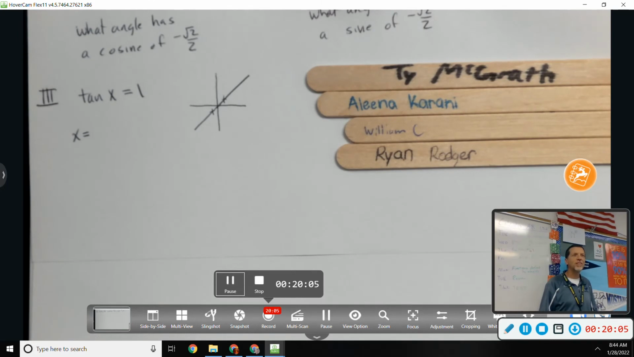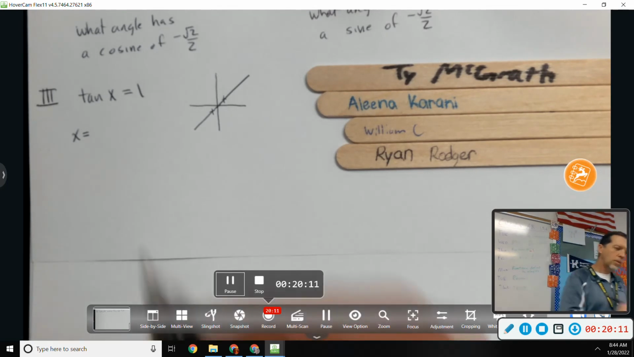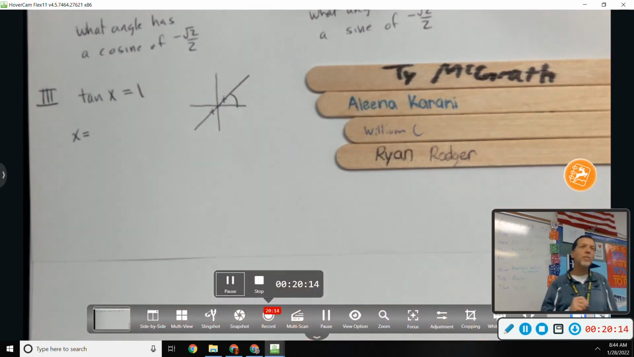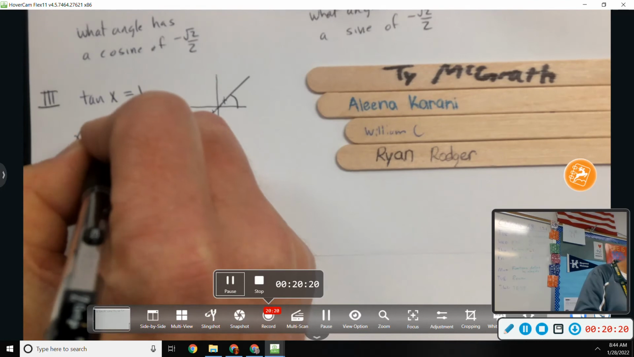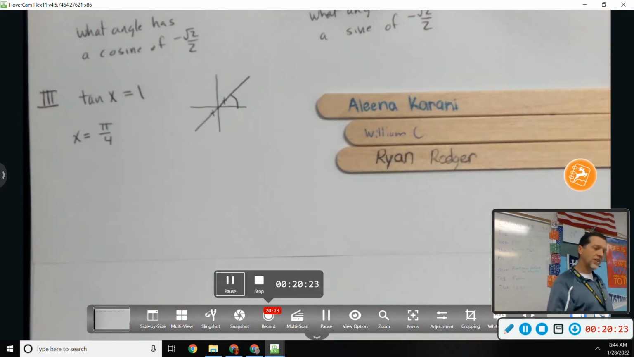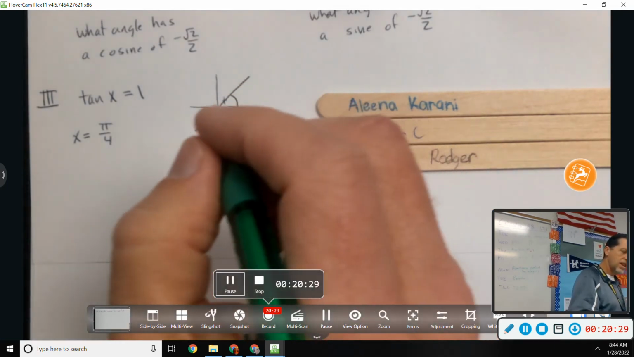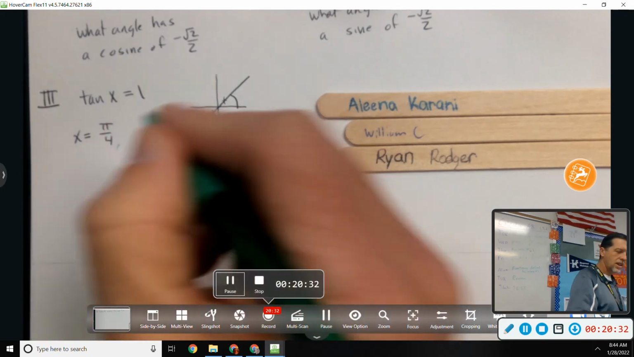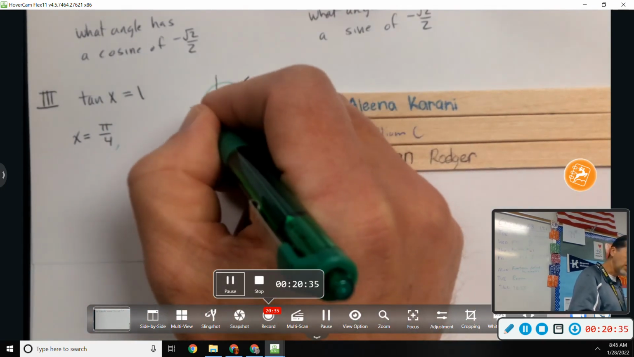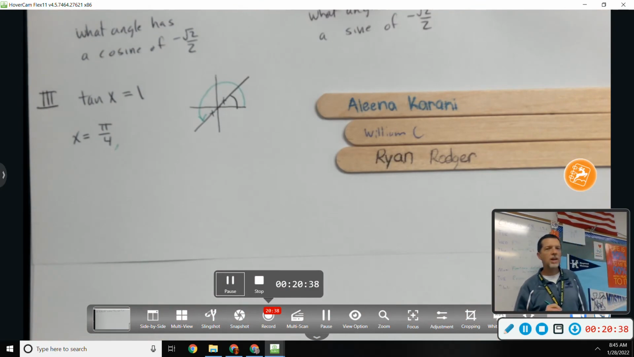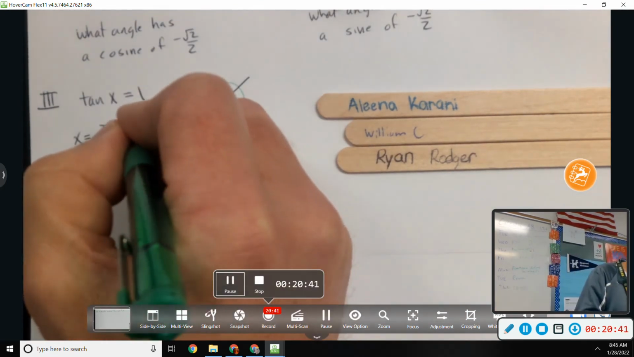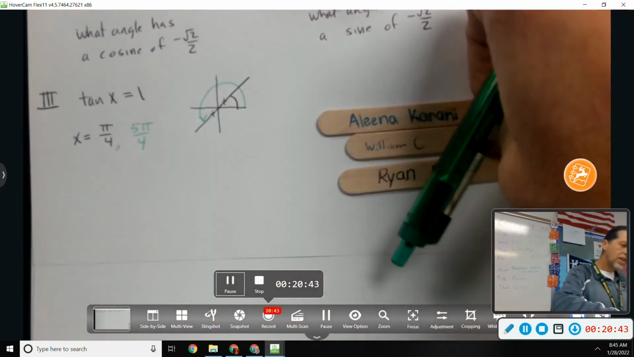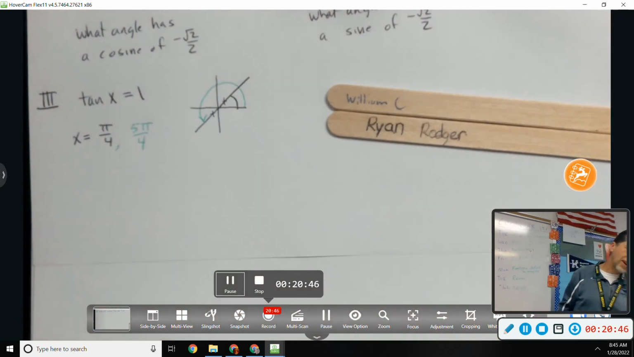You go first, so you get to pick the easiest one if you want it. So how about this angle? What's that angle? We said that was the middle in the first quadrant. That's pi over 4. Alina, what's another angle that has a tangent of 1? How about this angle? What's that middle angle in the third quadrant? Good. 5 pi over 4.